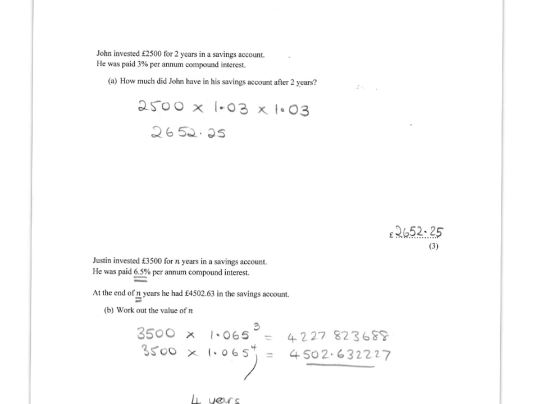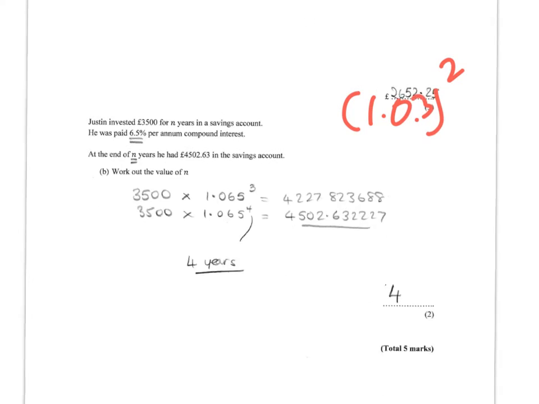Right, first one straightforward. 3% per annum. Per annum means per year. You find the multiplier, so it's 2,500 times 1.03. Then times it by 1.03 again, or you could have just one calculation of 1.03 to the power 2 because it's 2 years. This one's a little more interesting.